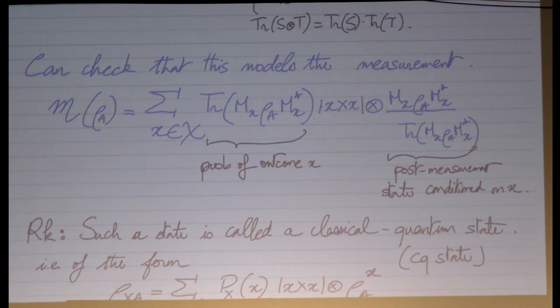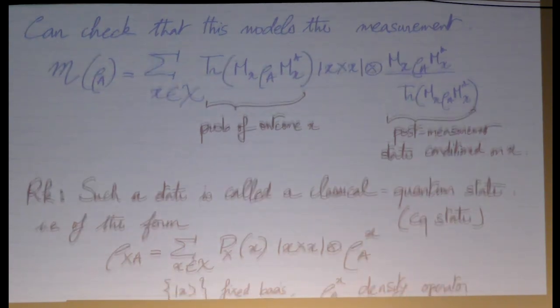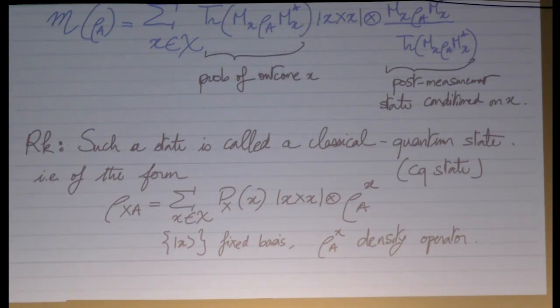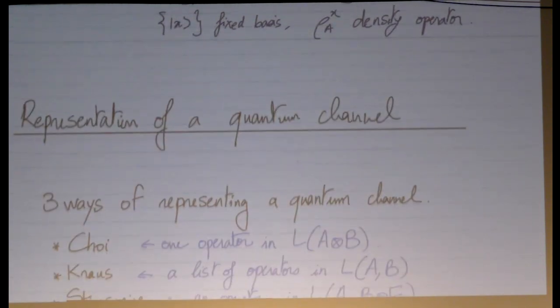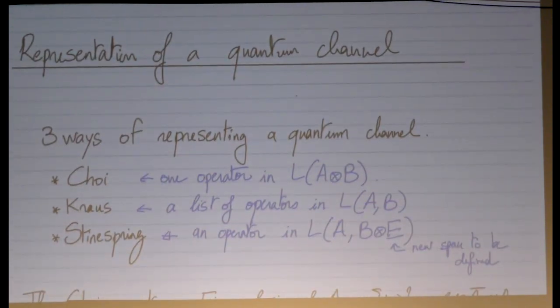Two Hilbert spaces, and it's called the classical quantum state. More specifically, a state of the following form. I fix a basis of the X system, and then I write it in the following form: the sum of the probability of x tensor some conditional state on the A system. This is what I call a CQ state, or classical quantum state.